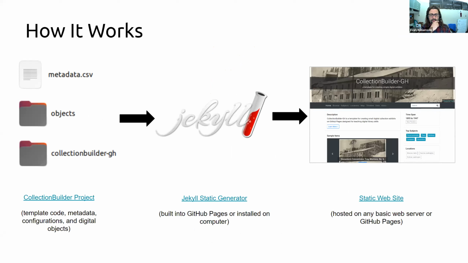This is all review from what we talked about yesterday, but the basic idea is you have your metadata as a CSV, you have your objects folder, and then you have this template code that we're providing, CollectionBuilder GH in this case, and that makes up your project source code. Your source code is going to be transformed into a site using the static site generator called Jekyll.